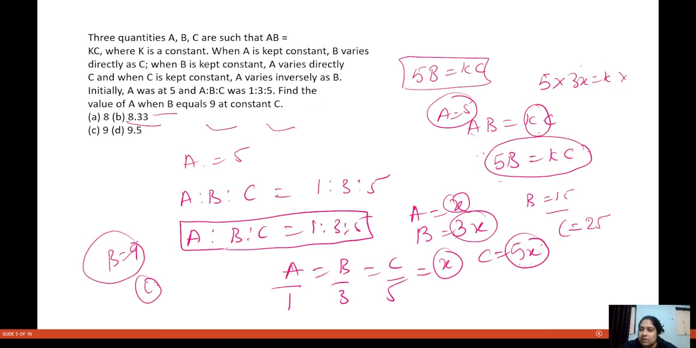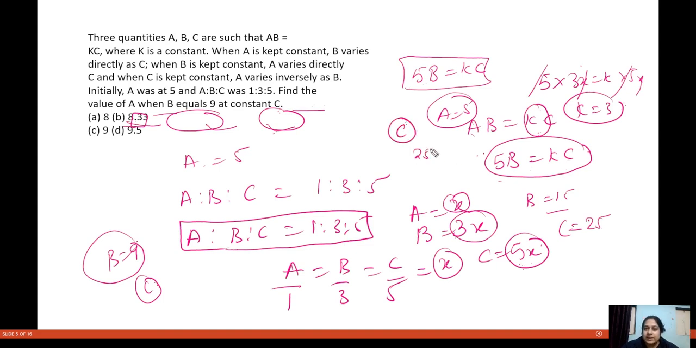Now it is saying find the value of a when b equals 9 at constant c. At constant c, now the c is kept constant. Now c is 25, it is kept constant. So ab is equal to kc. This k is equal to 3, this c is equal to 25, this b is equal to 9.